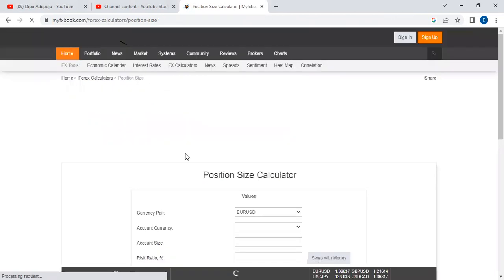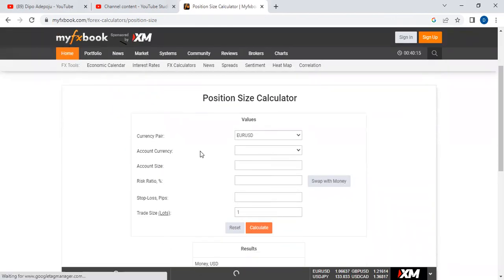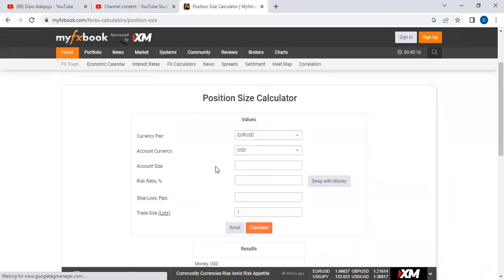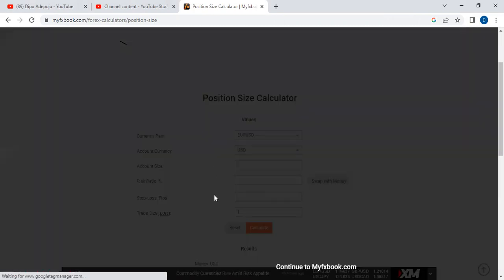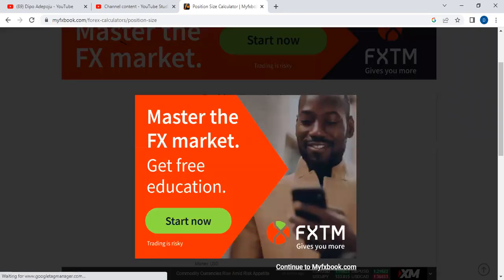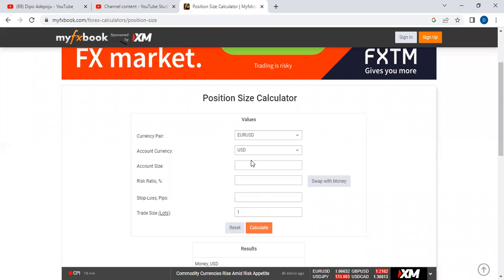All right, so let's check. This is the position size calculator, and it's very, very easy to use. You don't need to stress yourself. Now, what currency pair am I trading? I'm trading Euro USD right now. My account currency is USD. What is my account size? I have a 15,000 US dollar account.